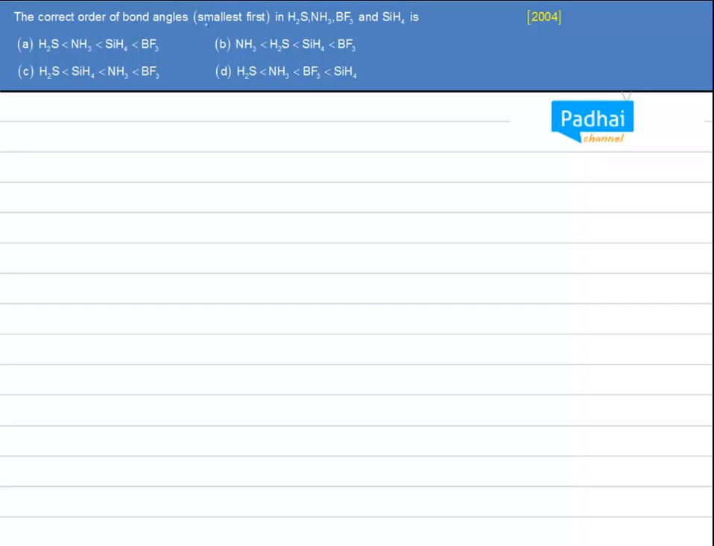The correct order of bond angles in H2S, NH3, BF3 and SiH4 is, right. Now the compounds are H2S, NH3, BF3 and SiH4. Now let us first of all draw the structures. H2S will be S-H-H and it will be having two lone pairs, right. It will be just like H2O because S is in the same group as oxygen.